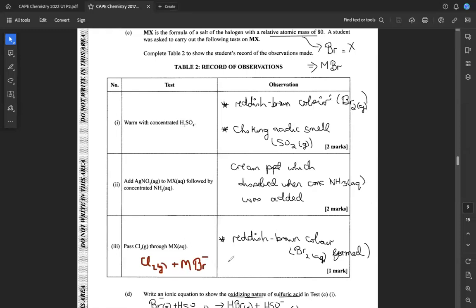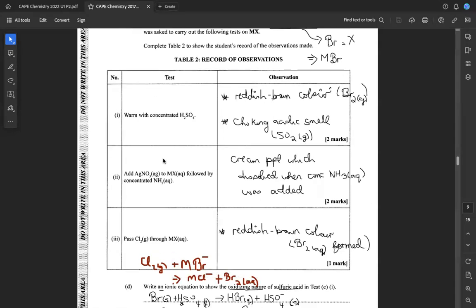And so what's going to end up being formed is MCl, right? And then this bromide is going to get oxidized now to Br2, or aqueous in this case, right? And so that's what we will see. We'll see a reddish brown color that corresponds to the bromide ion being oxidized by this powerful oxidizing agent Cl2 to then become Br2, right? So we're going from Br minus to Br2, and so we'll end up seeing a reddish brown color that corresponds to Br2 being formed, okay? So that's what we would see there.